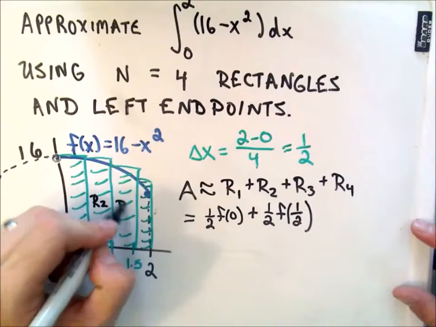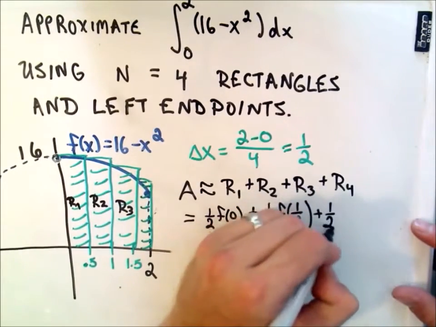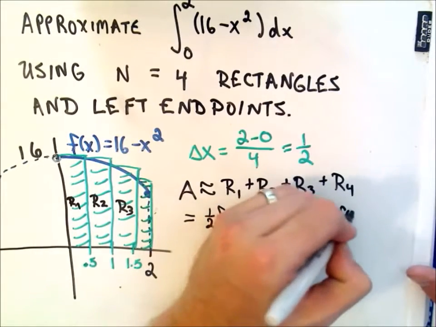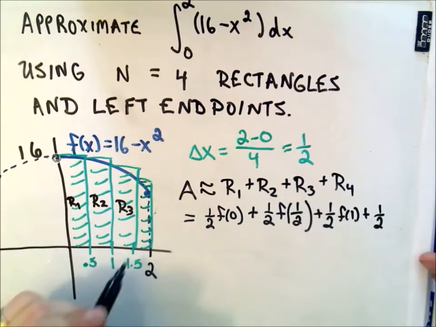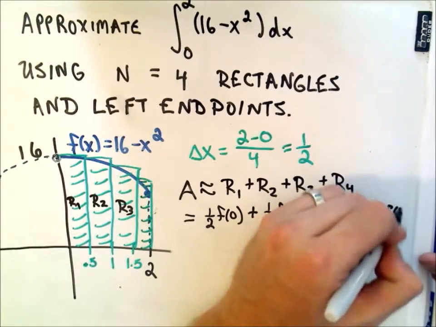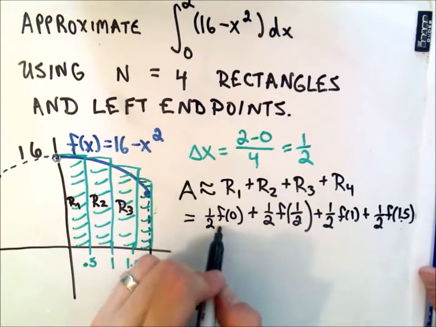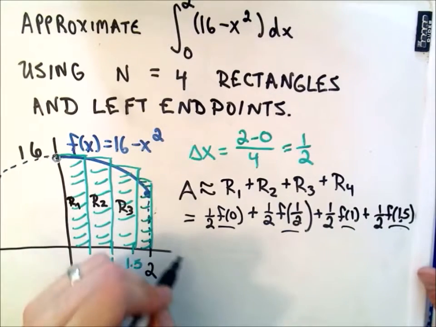To get the area of the third rectangle, we'll do the same thing. Again, it has a width of 1/2. To get its height, we plug 1 into the function. And for the last one, we'll plug, again, a width of 1/2, and we'll plug 1.5 in to get that height. The only thing we really have to compute are the f of 0, f of 1/2, f of 1, and f of 1.5 values.